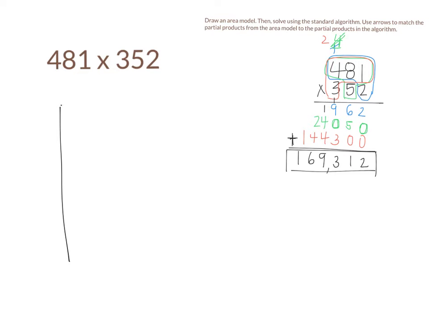Okay, to draw the area model, we always start with what shape? A rectangle. Very good. Okay. What factor is on top of our standard algorithm?